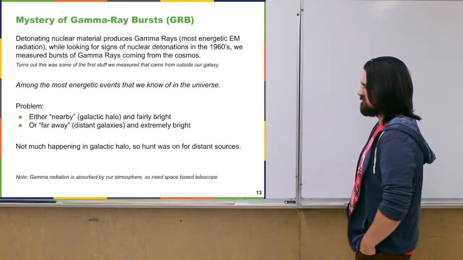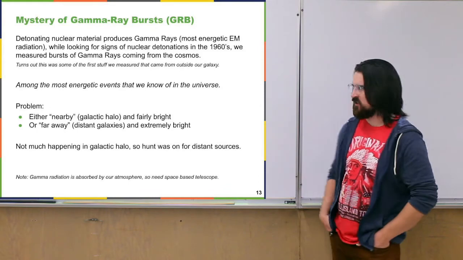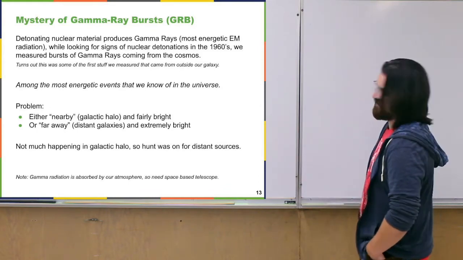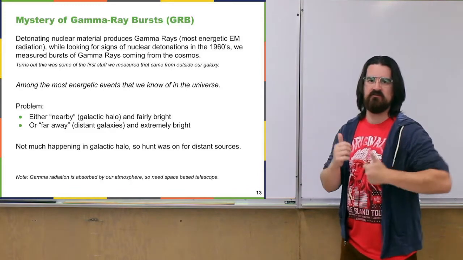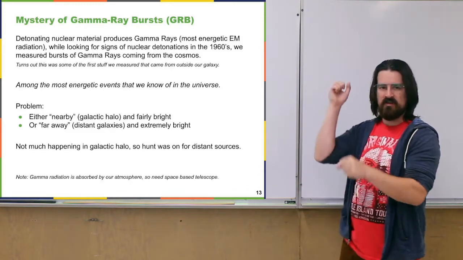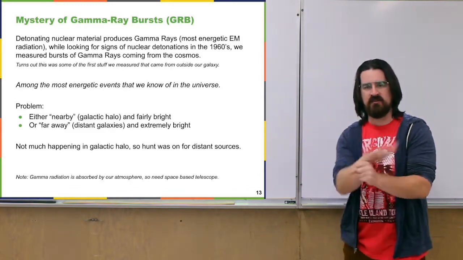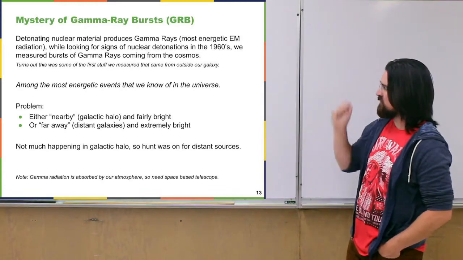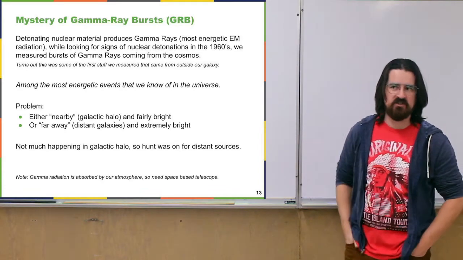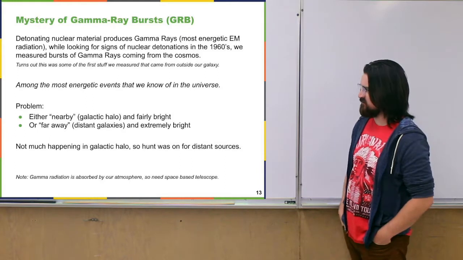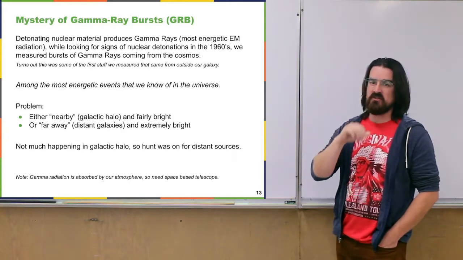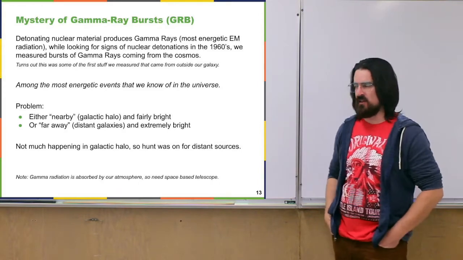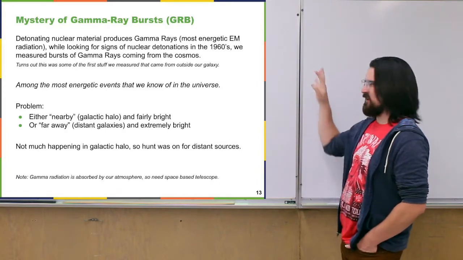Turned out that they didn't find anybody violating this treaty. What they did detect, however, were bursts of gamma radiation, right? So it was like all these gamma rays just kind of hit the detector over a short period of time, and it was done. It turns out that this was some of the first stuff that we actually measured that came from outside of our galaxy. And also, it is some of the most energetic events in the universe that produce these gamma ray bursts. But we didn't know all that at first.